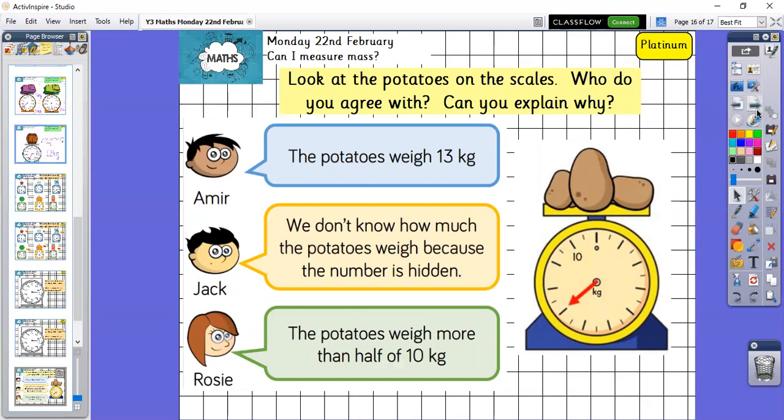Okay, so look at the potatoes on the scale. Who do you agree with here? And can you explain why? So Amir says the potatoes weigh 13 kilograms. Jack says, we don't know how much the potatoes weigh because the number is hidden. Rosie says, the potatoes weigh more than half of 10 kilograms. Pause the video here, have a look at the scale, think about who you agree with, and can you explain why you agree with that person?